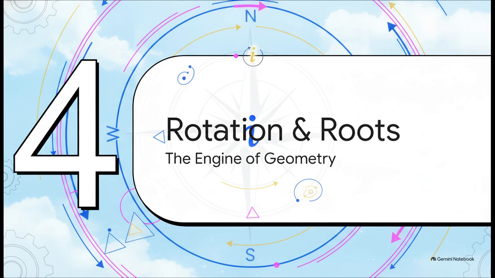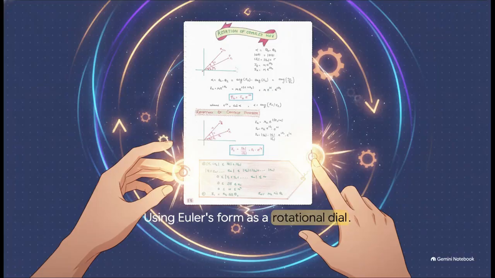This is the true engine of complex geometry. Here's Euler's form in action. If you take any complex number, let's go ahead and call it a vector, and you multiply it by e to the power of i alpha, you aren't changing its length at all. Instead, you're basically using Euler's form as a literal rotational dial. Multiplying by this term smoothly spins our vector around the origin by the exact angle alpha. It's just incredibly elegant. There are no messy trigonometric matrices required here, just simple multiplication to literally rotate the world.